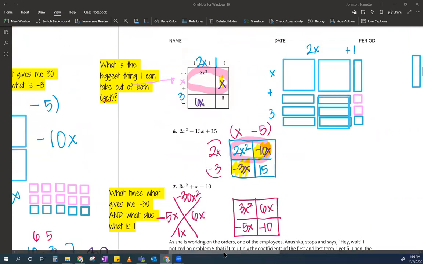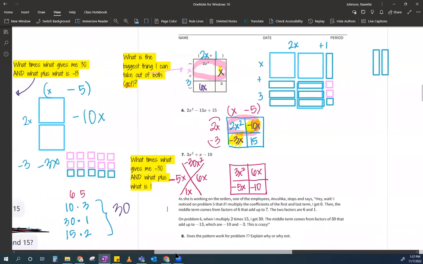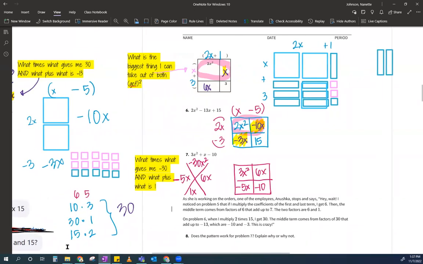I don't remember, where is it? Let me make my thing a little smaller and I can see better. Yeah, here it is. So we looked at 10 and 3, 30 and 1, 15 and 2, and you guys all said, oh, those are all multiples of 30. And then we looked at this here and I said, okay, where do you see a 30? And they said, oh, it's 2 times 15. So here we're going with what times what gives me negative 30x squared, because we're doing the first and the last term. And then what adds to x, okay? And then the middle term becomes the factors of 6 that add up to 7.